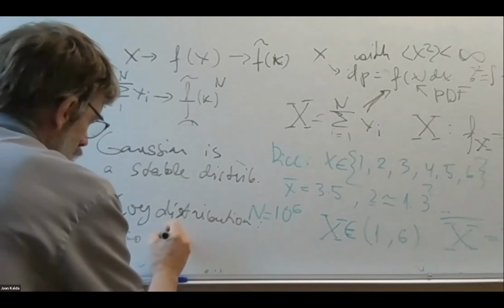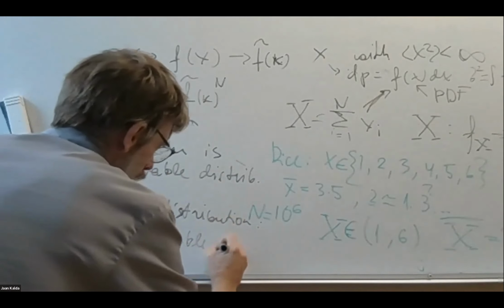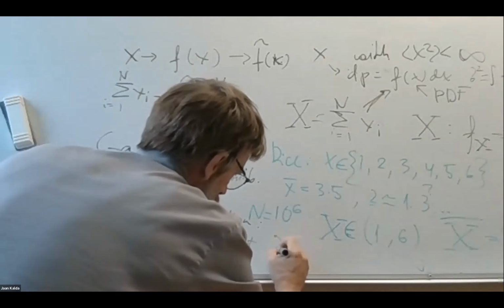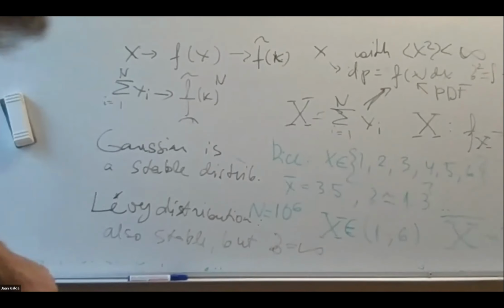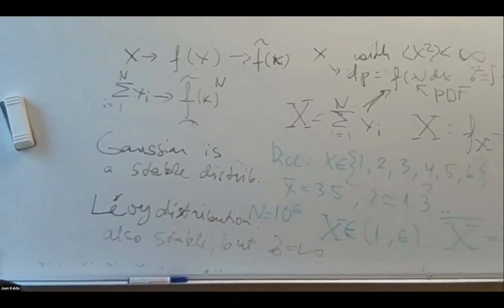Levy distributions are also stable, but sigma is infinite, with infinite variance. And that's why those flights are called Levy flights: at least for long jump lengths, they follow the Levy distribution. Okay.